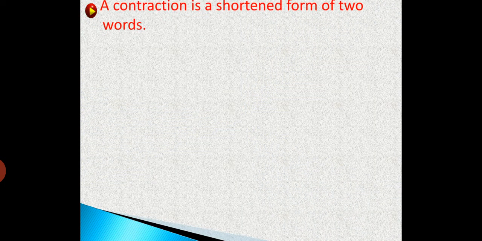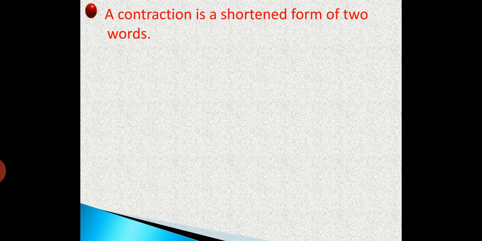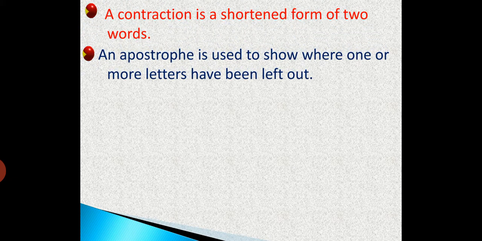What's meant by contractions, guys? A contraction is a shortened form of two words. An apostrophe is used to show where one or more letters have been left out. So what does it mean by this, guys? It means if you have two words and you need to combine them to make a contraction, the letters we cross out, we have to put an apostrophe instead of them. I'll show you right now.